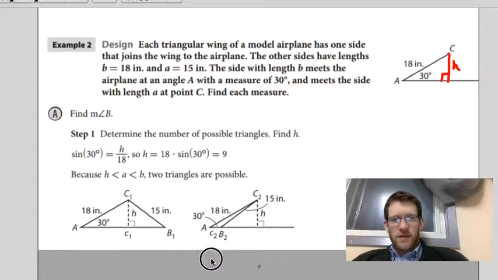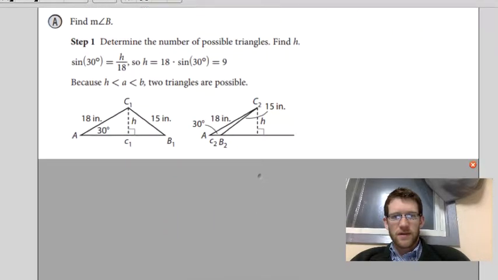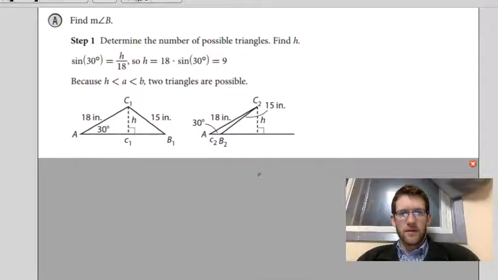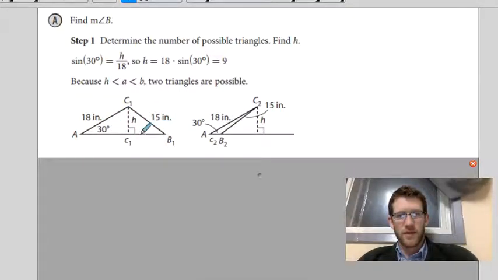So we're going to have two possible triangles, and we're going to draw them. So this is what they look like. They both have a 30-degree angle, an 18-inch side, and a 15-inch side, but they look very different, right? Our next step is to calculate the three things that will be different. There are three things that are totally the same, and the three things that are different are angle B, side C, and angle C.